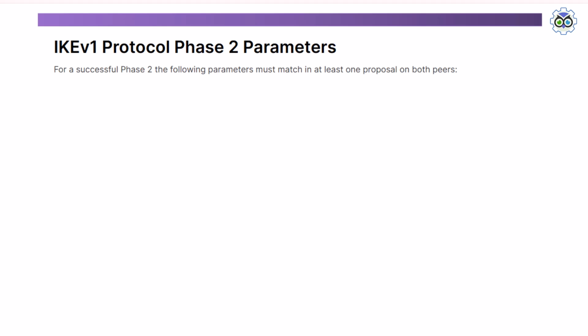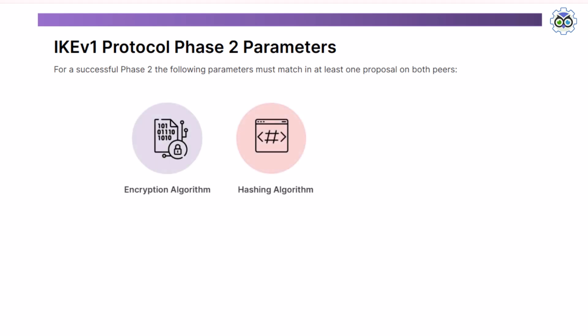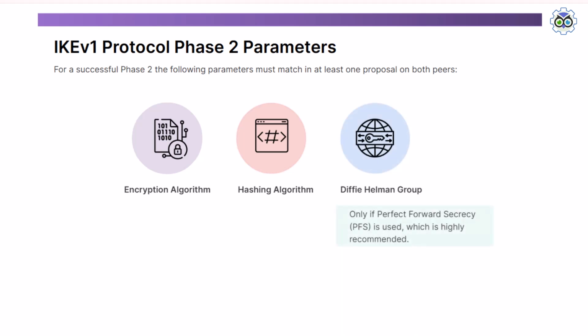For a successful Phase 2, the following parameters must match in at least one proposal on both peers: encryption algorithm, hashing algorithm, Diffie-Hellman group, only if PFS is used, which is highly recommended. Other parameters don't have to match since they can be negotiated.